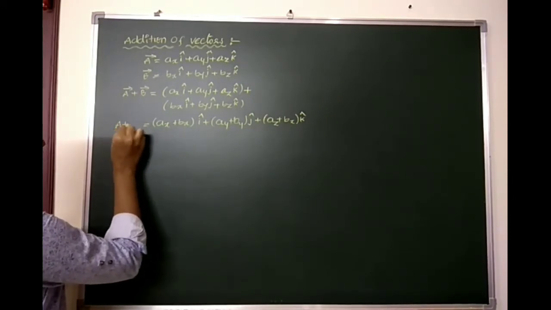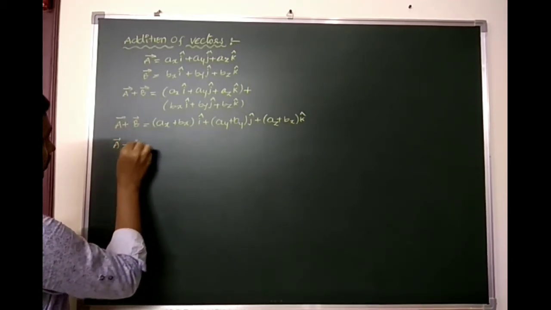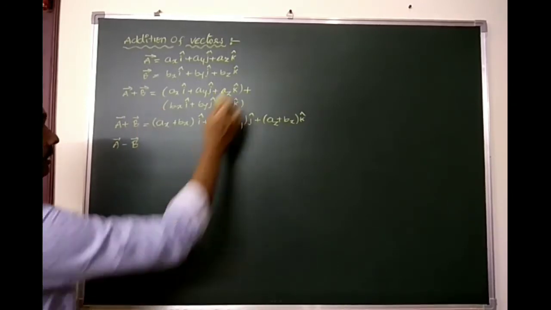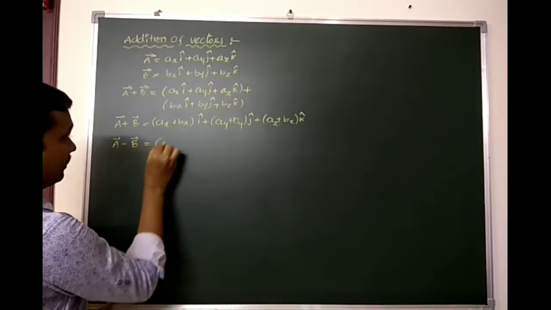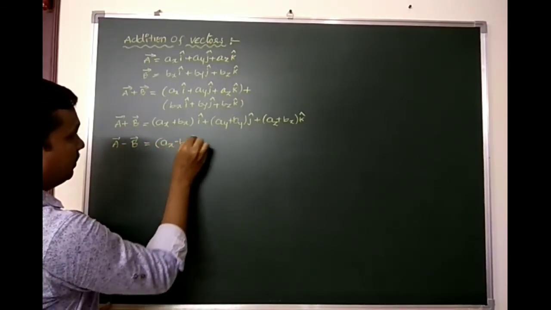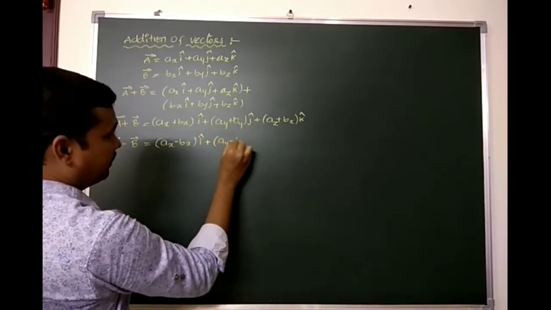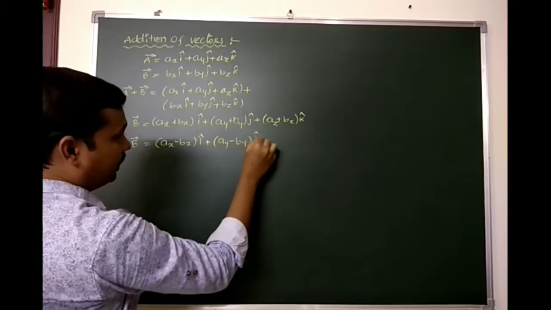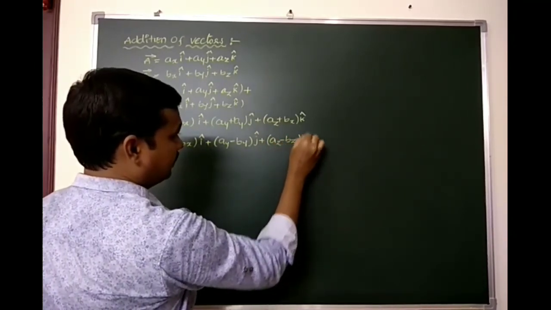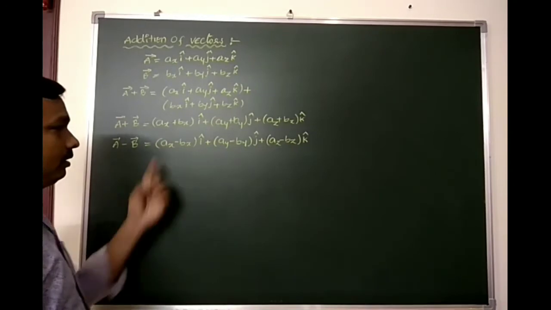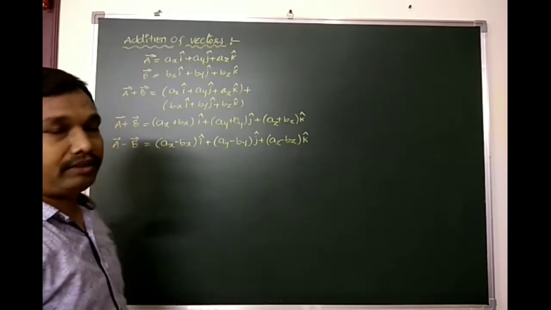Similarly, how can we do subtraction? A bar minus b bar. The same concept here, just we need to take a negative sign. What will we get now? Finally, ax minus bx i cap plus ay minus by j cap plus az minus bz k cap. Okay, ax minus bx, ay minus by, az minus bz. This is giving you subtraction.